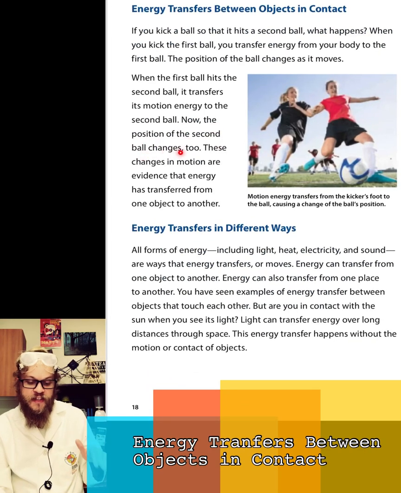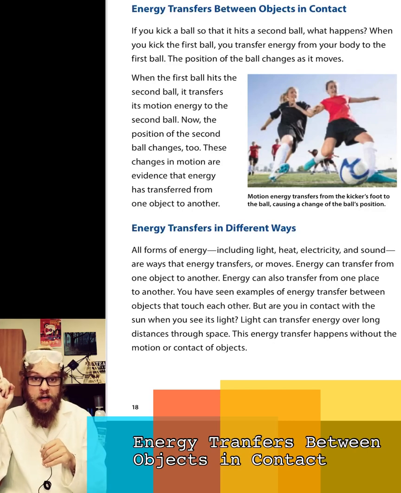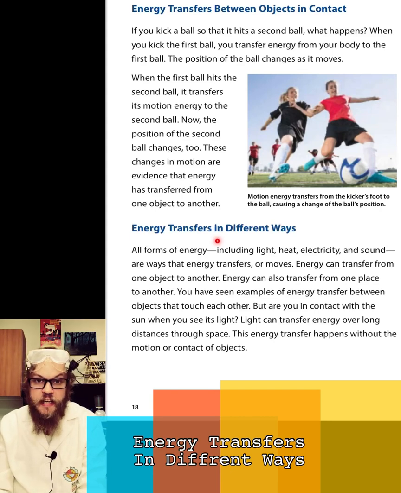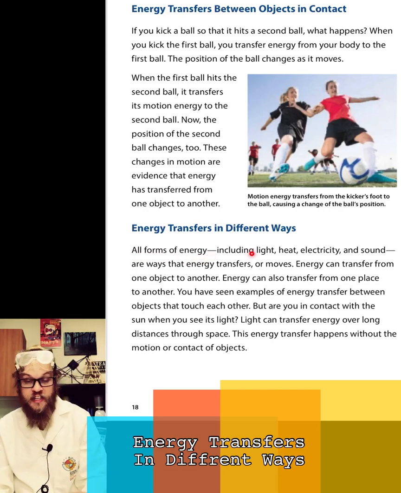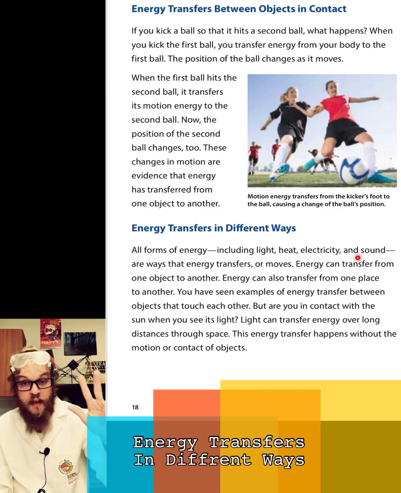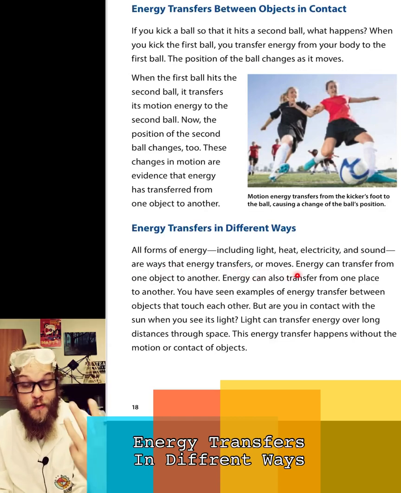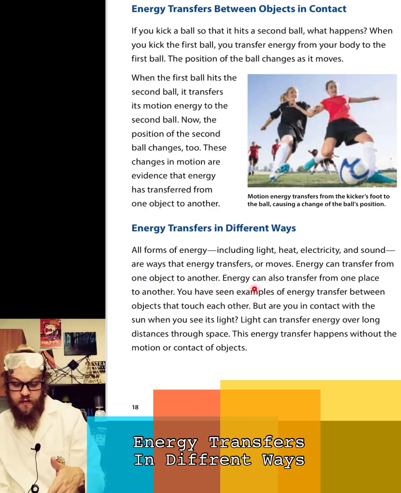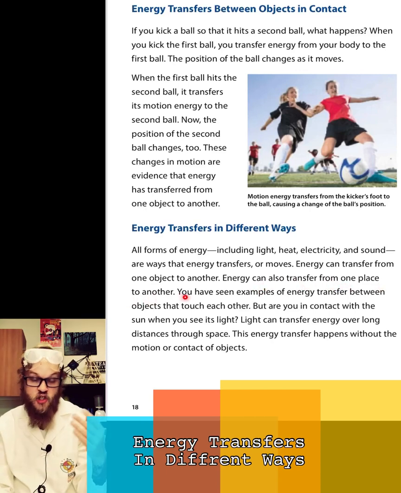Now, the position of the second ball changes too. These changes in motion are evidence that energy has transferred from one object to the other. Energy can transfer in different ways. All forms of energy, including light, heat, electricity, and sound, are ways that energy transfers or moves. Energy can transfer from one object to another. Energy can also transfer from one place to another.